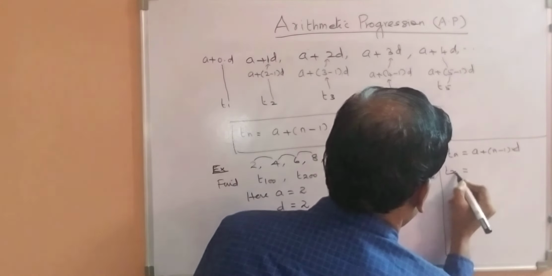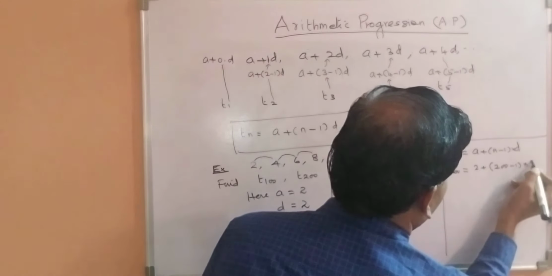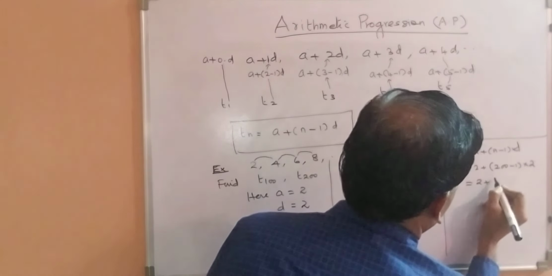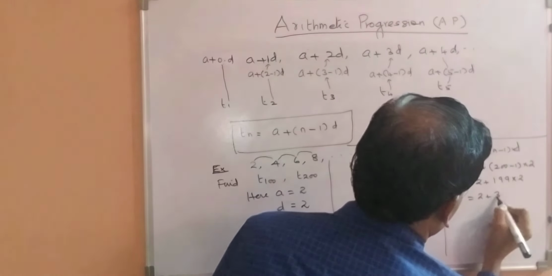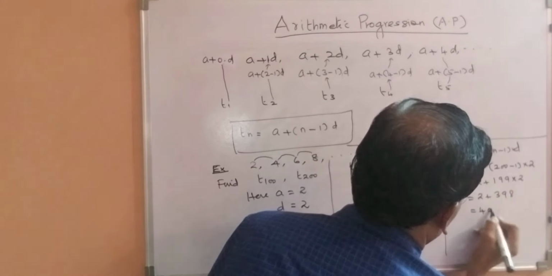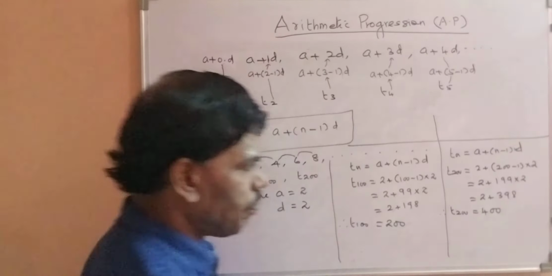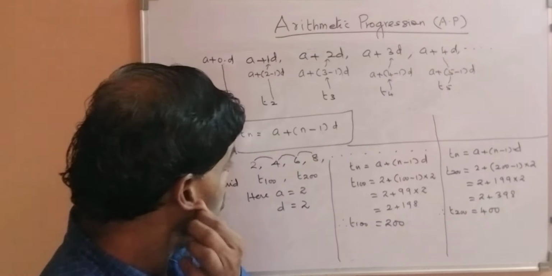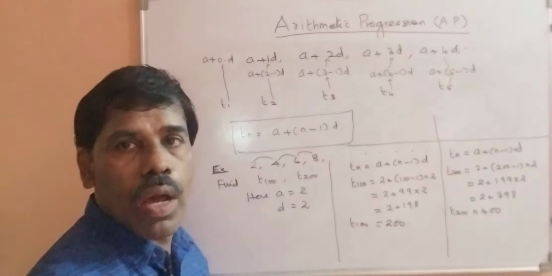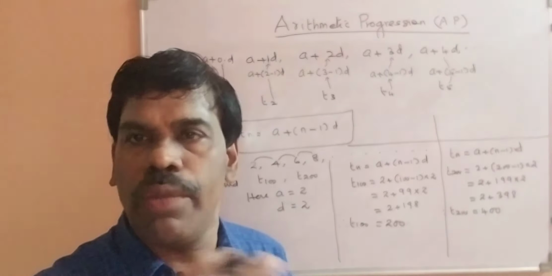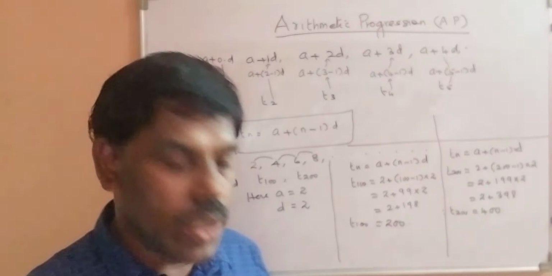Similarly, we can find out T200, a plus (n minus 1) into d. So for T200, a is 2, n is 200, minus 1, into common difference 2. So 2 plus 199 into 2. So 2 plus 398, it is equal to 400. So what is the 200th term? 400. So we are using the general formula to find any term of the given sequence. The only thing you should find out is a, the first term, and d, the common difference.